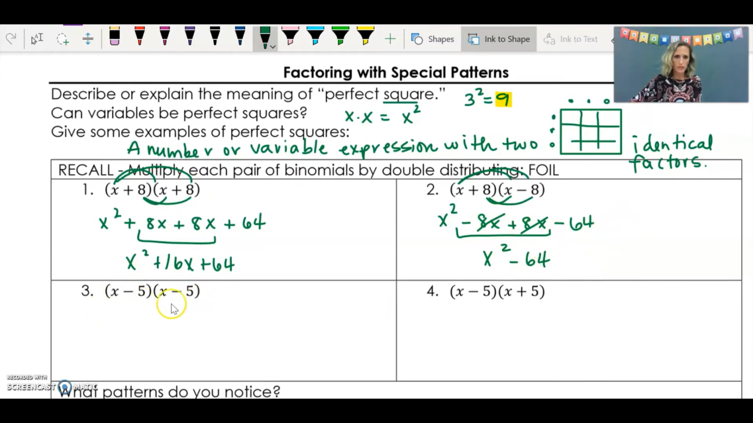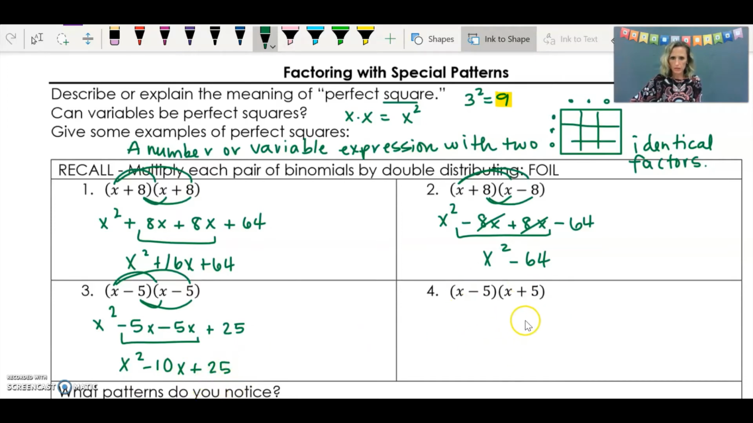On this next one down here, x times x is x squared. x times negative 5 is negative 5x. Here we have negative 5 times x again, and positive 25. When I combine like terms here, same sign, so we add them together to get negative 10x. So we have x squared minus 10x plus 25.